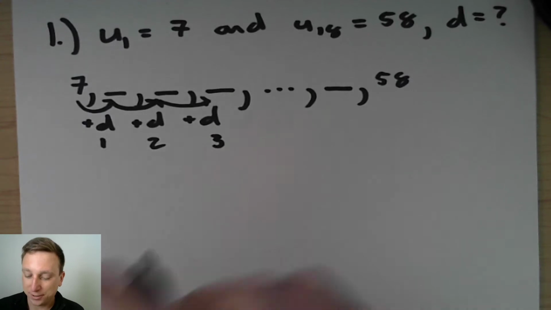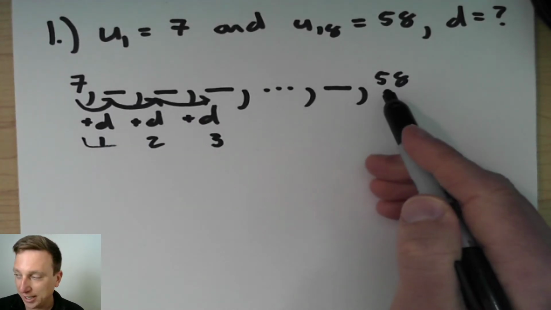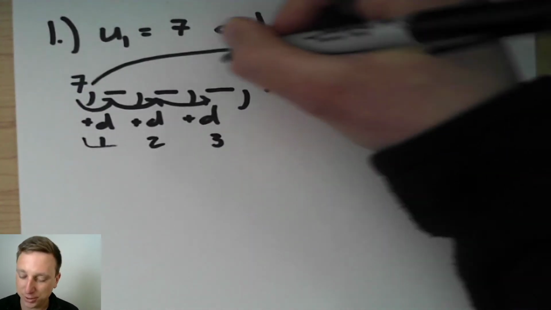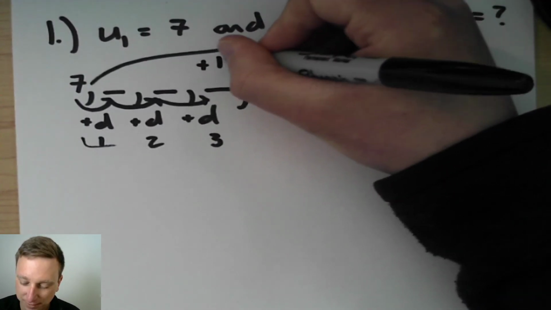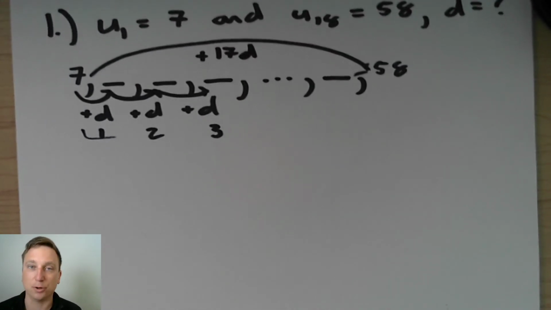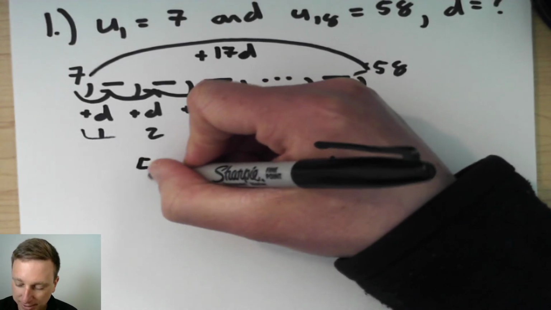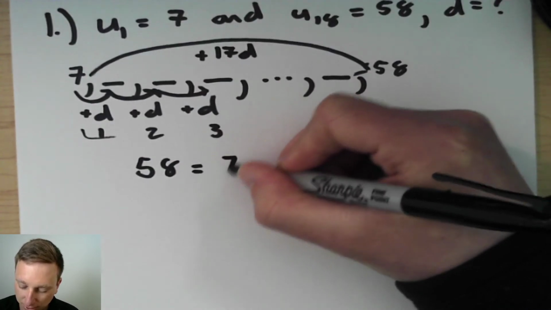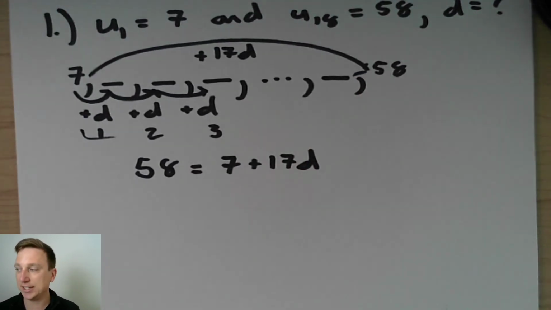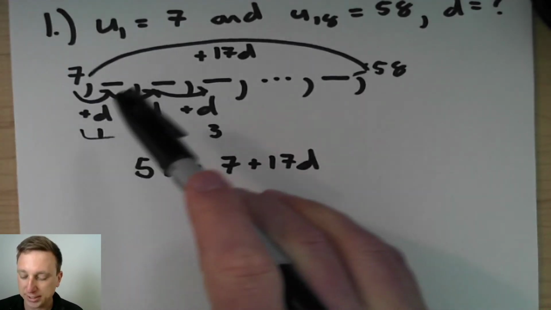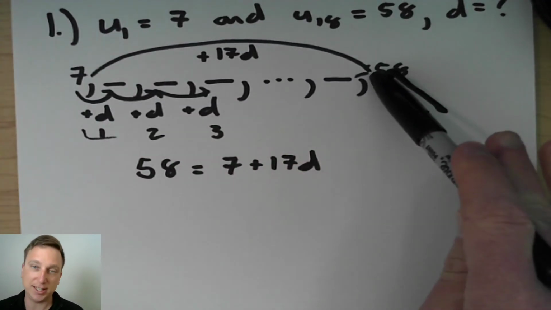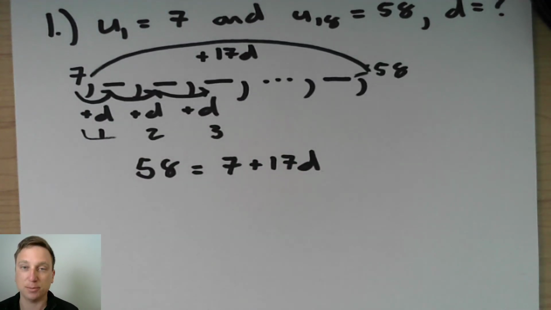So if I want to get from the first term right here to the 18th term in this pattern, I already have the first term. What we're going to do is add the difference 17 times, so 17 differences. So what we can do is build a formula from here. We can say to get to 58, I start at 7 and I add the difference 17 times. So instead of plus D plus D plus D over and over again, I can just say I'm going to make one big jump of 17 D's to get to the 18th term of this sequence.